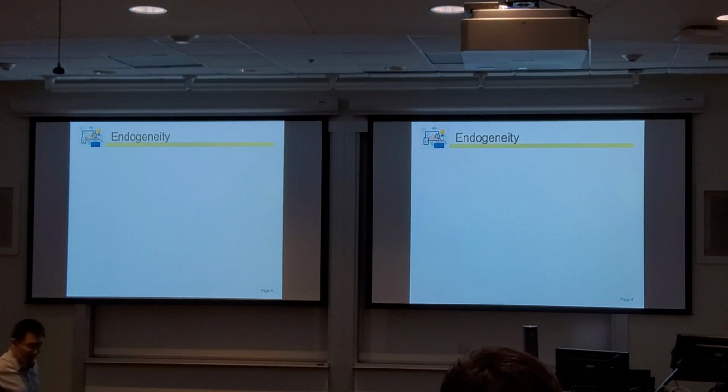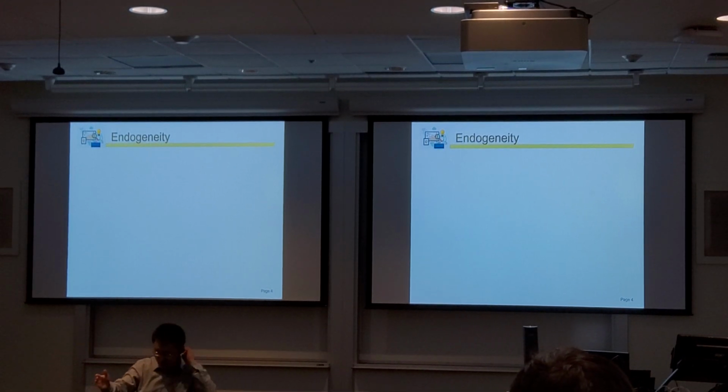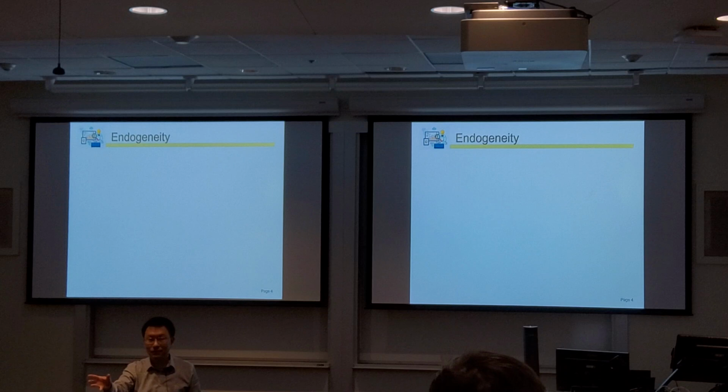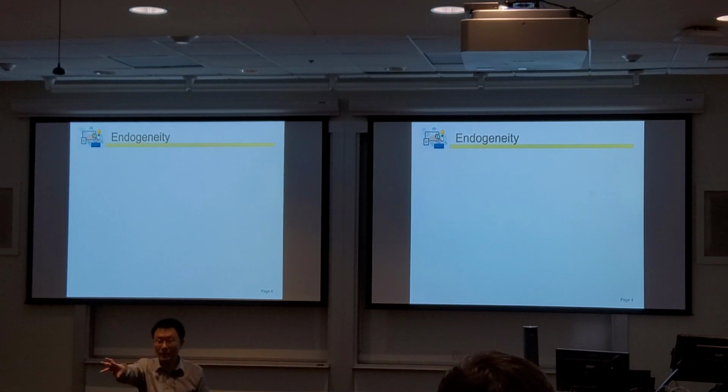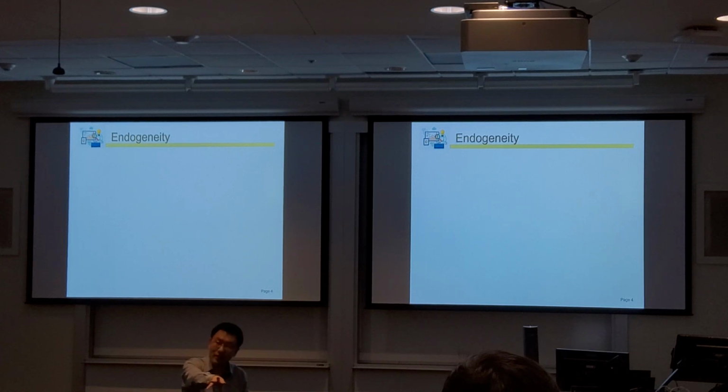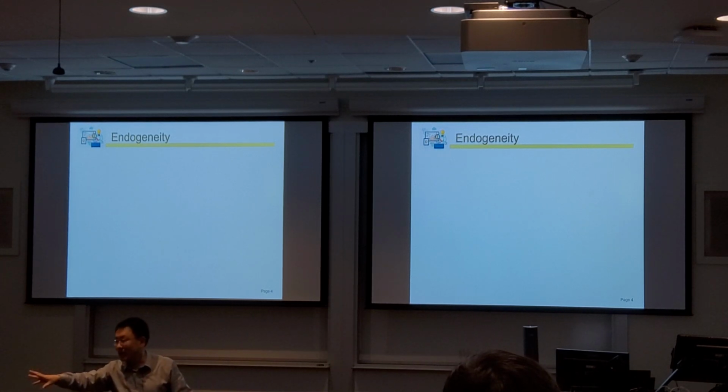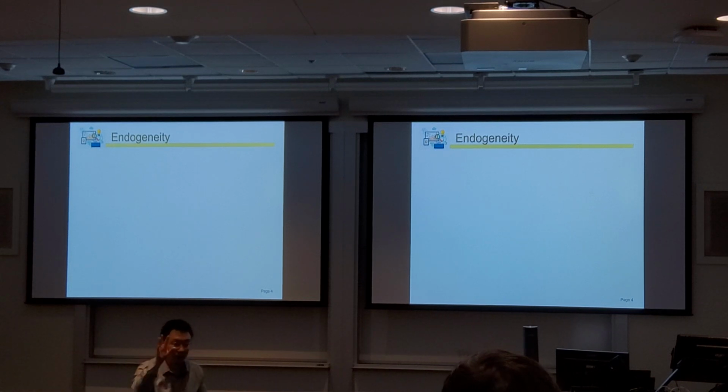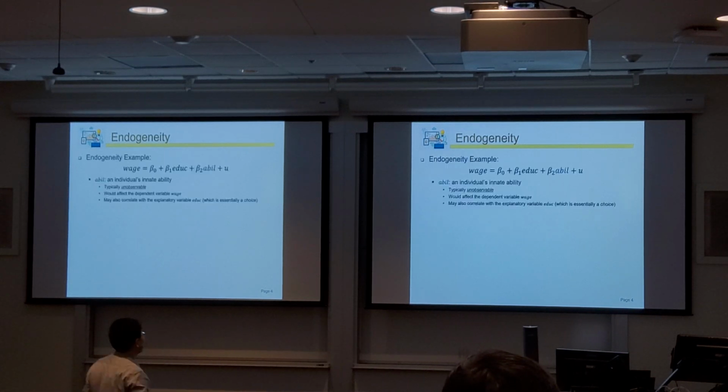The cause of endogeneity is that some variables we didn't observe, like innate ability, we cannot observe, but it will affect y, and it will be correlated with this x, and then it enters the error term. So as a result, this error term is now correlated with x, creating that endogeneity problem.